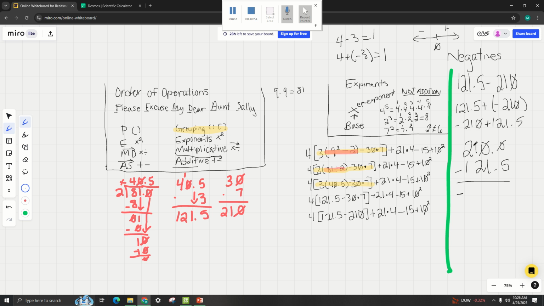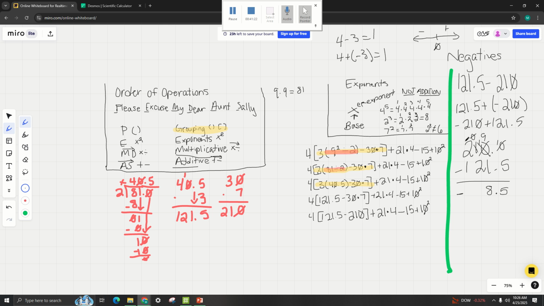Can't borrow from 0, so I have to borrow from the 1. And before I can carry over to here, I have to actually make a pit stop here and make this a 10. And then borrow from my 10, make this a 9, and make this a 10 finally. I have to kind of make a pit stop there. So I have 10 minus 5 is 5. I bring down my decimal point straight down. Now I have 9 minus 1, which is 8.